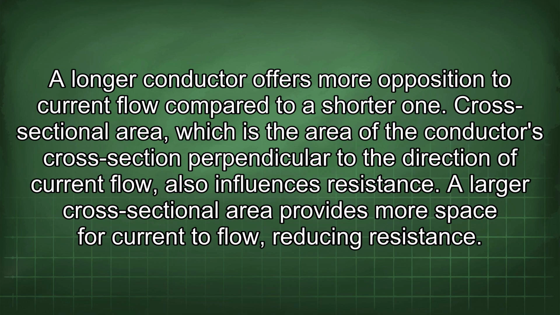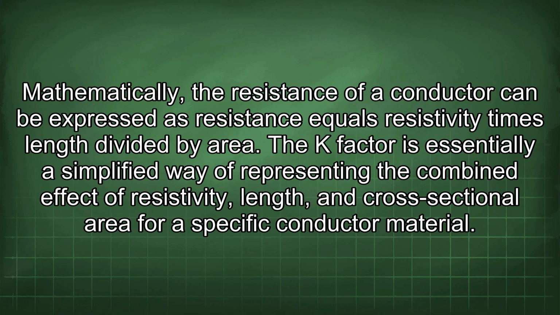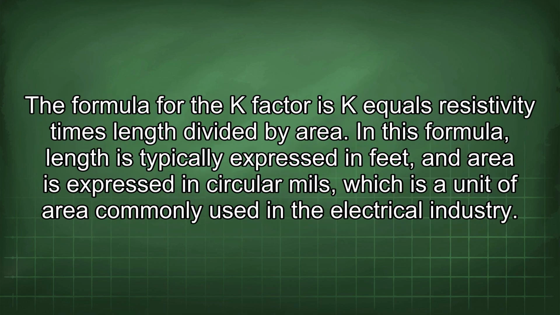Cross-sectional area, which is the area of the conductor's cross-section perpendicular to the direction of current flow, also influences resistance. A larger cross-sectional area provides more space for current to flow, reducing resistance. Mathematically, the resistance of a conductor can be expressed as resistance equals resistivity times length divided by area. The K factor is essentially a simplified way of representing the combined effect of resistivity, length, and cross-sectional area for a specific conductor material. The formula for the K factor is K equals resistivity times length divided by area.